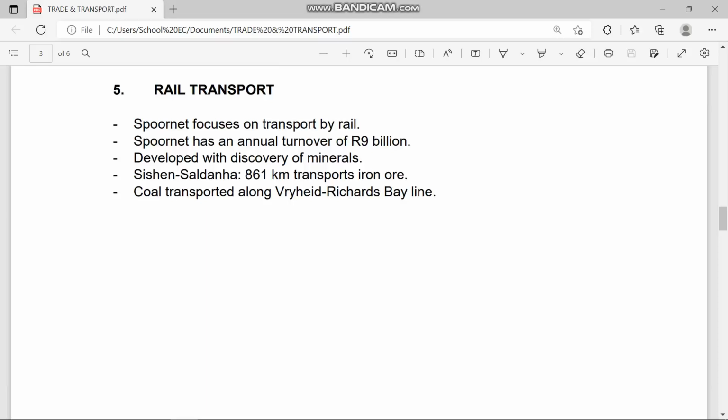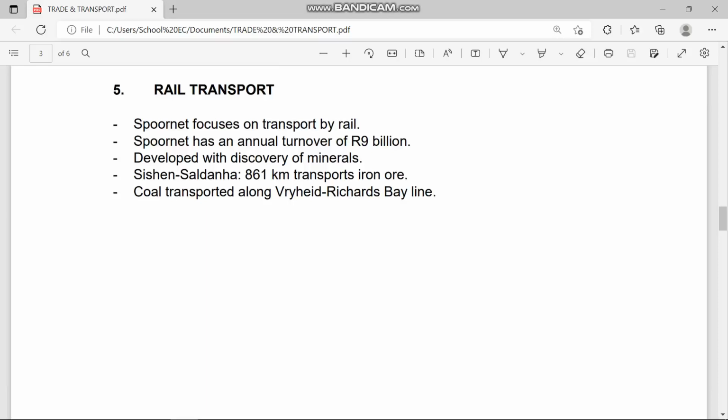Spoornet has an annual turnover of 9 billion rands, meaning that it's also active when it comes to trading. It's also effective when it comes to transporting goods and services. Rail transport is developed with the discovery of minerals.